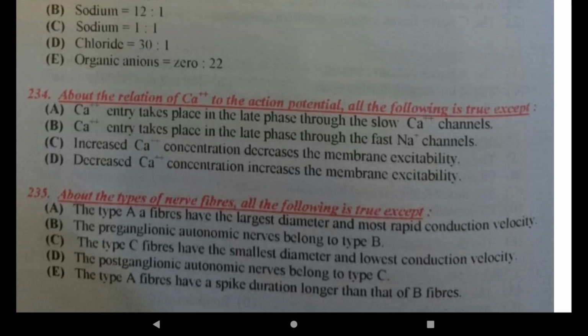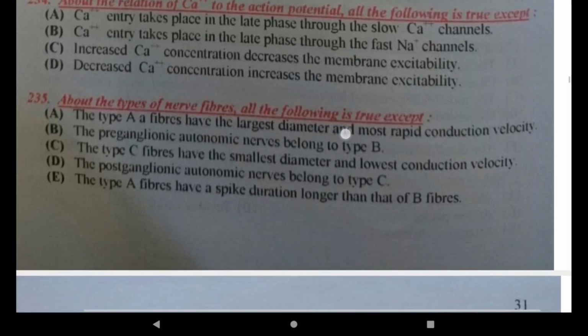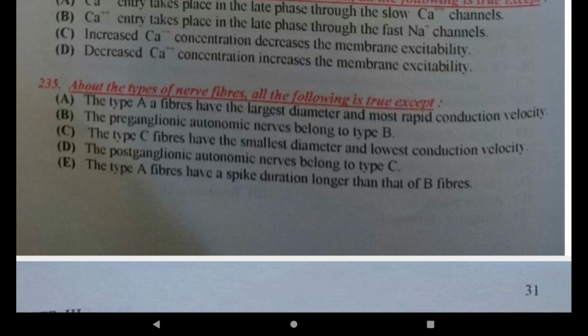Okay. So we can go to number 235, which is about types of nerve fibers. All the following is true except: A. Type A fibers have the largest diameter and most rapid conduction velocity. We are looking out for the incorrect statement.